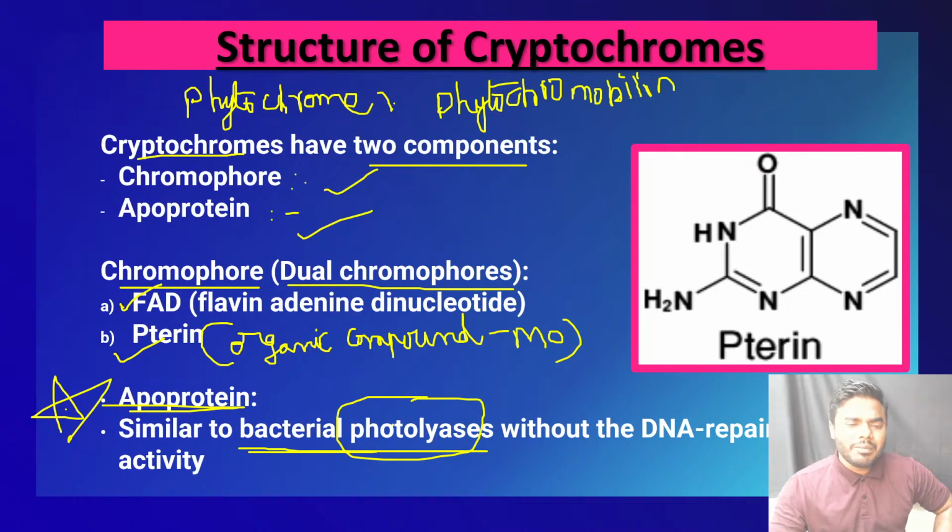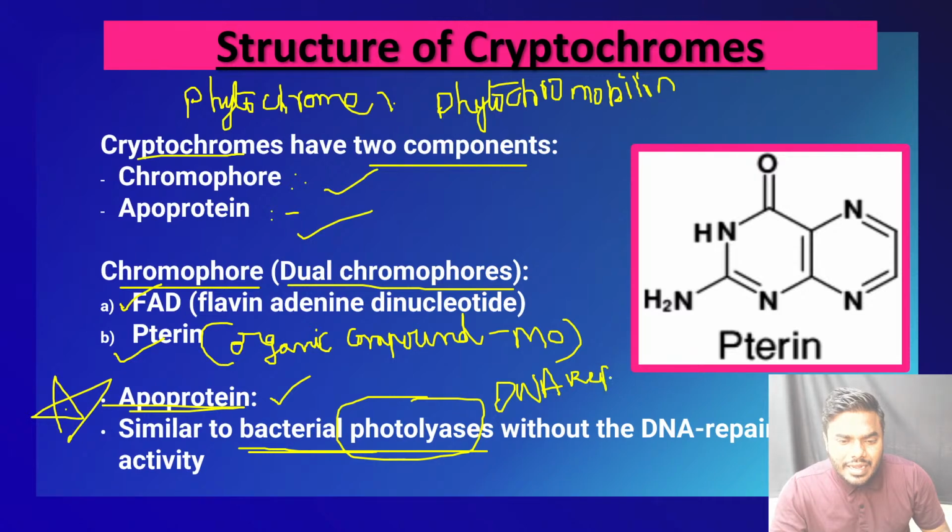I want you to remember, please don't think that the photolyase present in bacteria and the photolyase present in the plant are the same. Both are not similar. The photolyase enzyme present in bacteria is involved in DNA repair activity. But the photolyase present in the plant just acts like an apoprotein, friends. It does not have any kind of DNA repair activity. It never shows any such activity. So please do not get confused while reading.